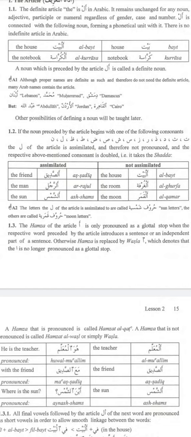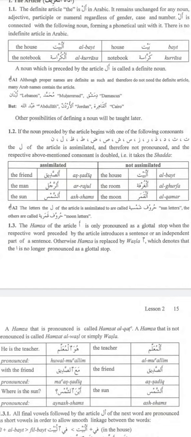So if you look at the way ash-shams is called, it's different from the way al-qamar is called, because the two of them start with alif and lam. The lam of al-qamar is pronounced and is clear, while the lam of ash-shams is not pronounced and is not shown, except that the letter after the lam is what is doubled.